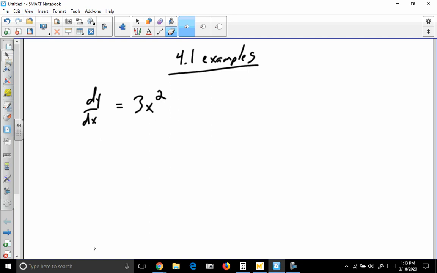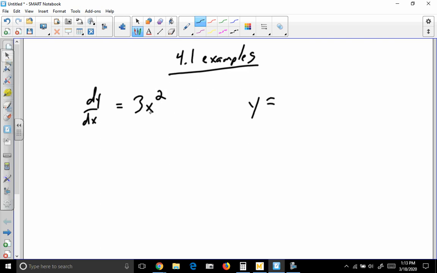So now let's look at some examples from 4.1, now that you've watched the video from the lecture on 4.1. So let's begin with a derivative of 3x squared. So we're looking for what is a function that has 3x squared as its derivative.